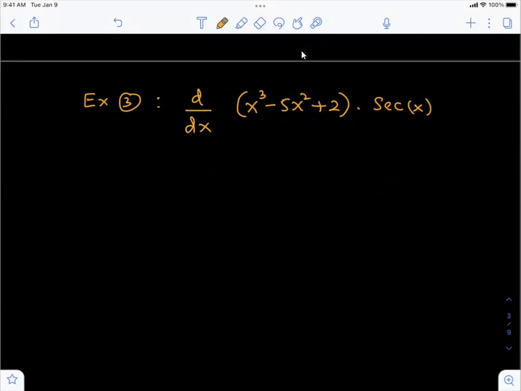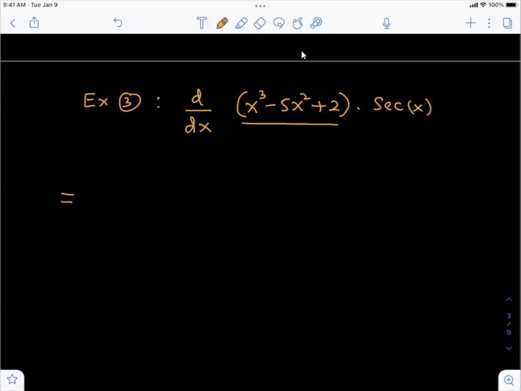Here we need to take the derivative of a polynomial times a trigonometric function, secant x. When you take the derivative of this component, we know we use linearity properties because we have additions, subtractions, constant multiples, and everything. So use them at that level accordingly.